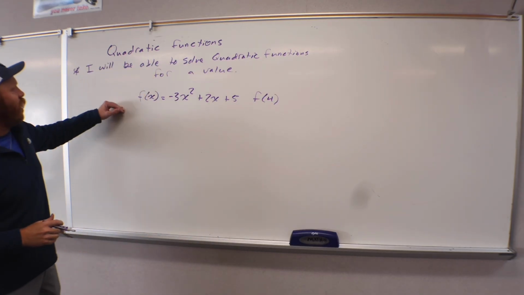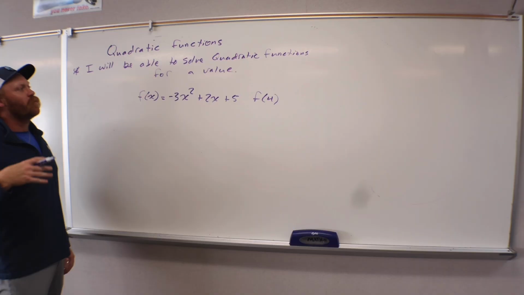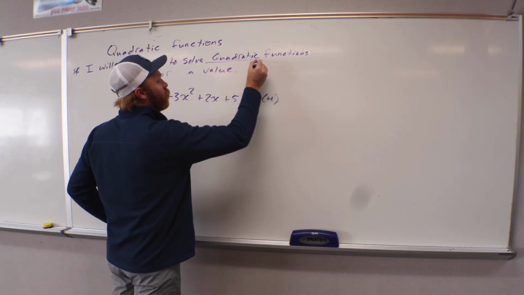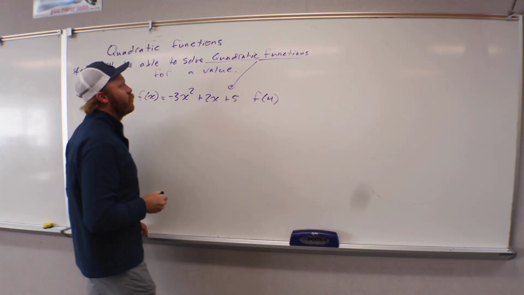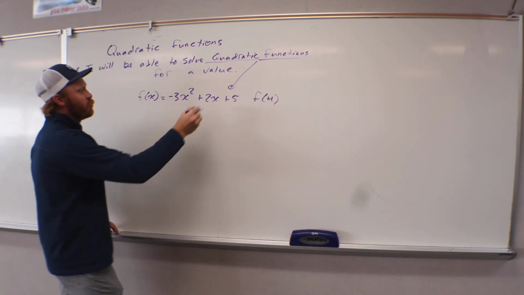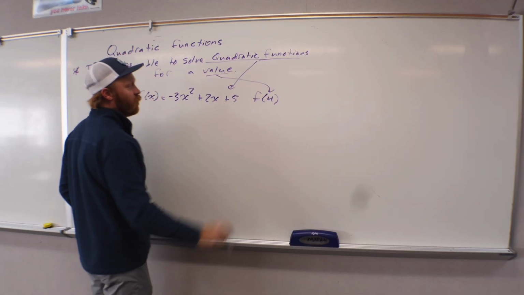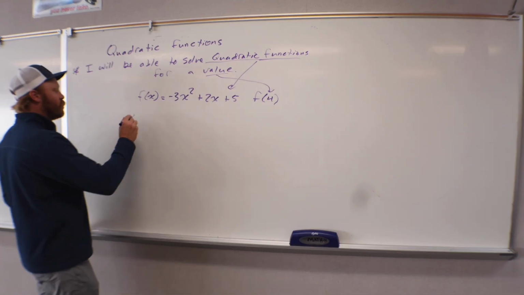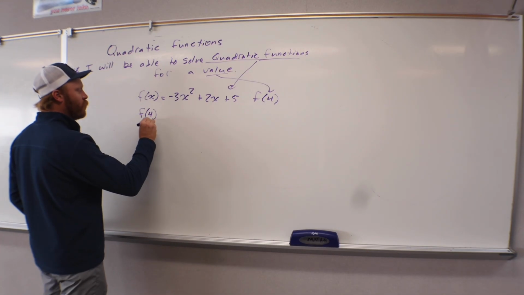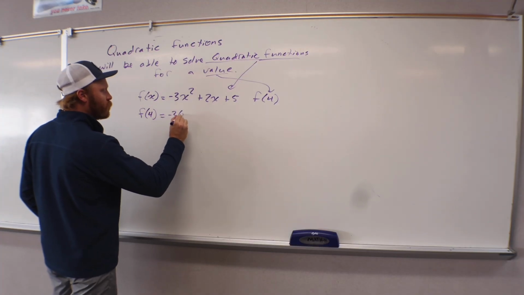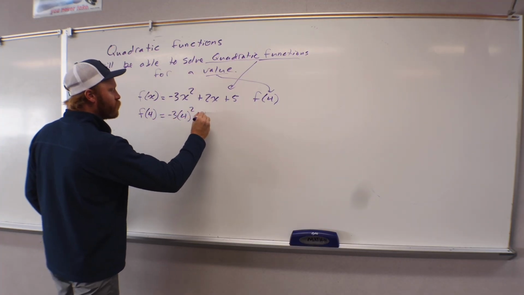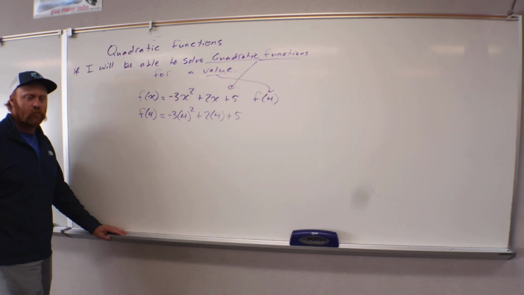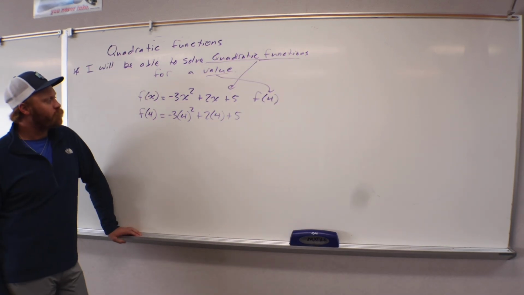So this is really diving into what that learning target is. I'll be able to solve quadratic functions for a certain value. All right, here we go. So first of all, we plug it in. So we'll have f of 4 equals negative 3 times 4 squared plus 2 times 4 plus 5. First step, plug it in.